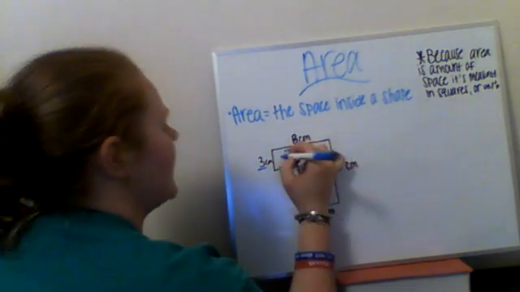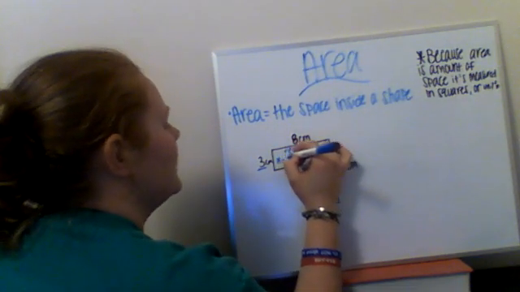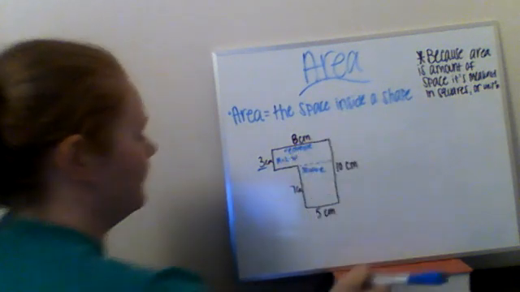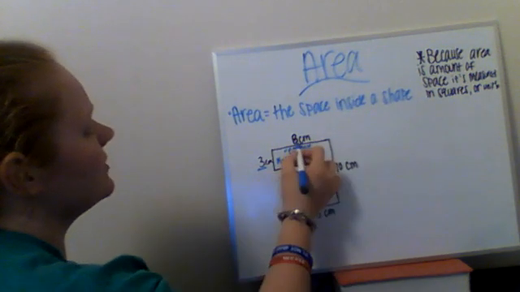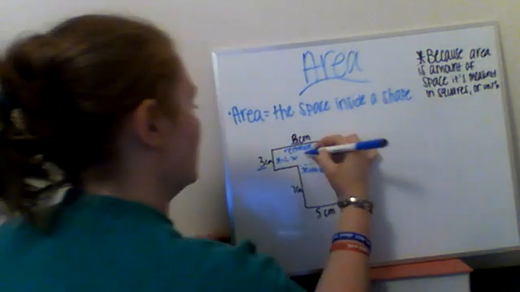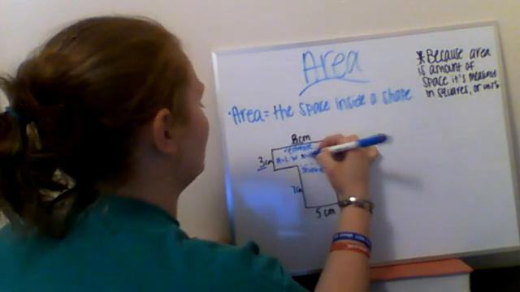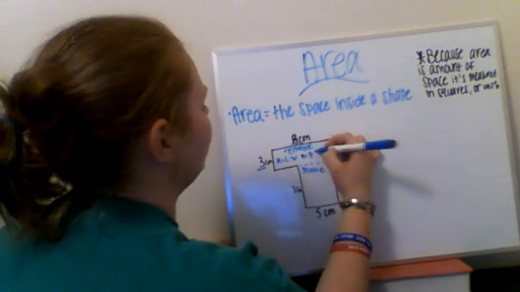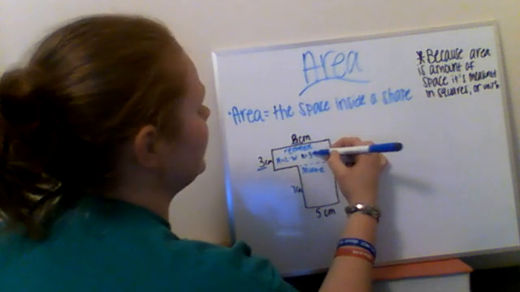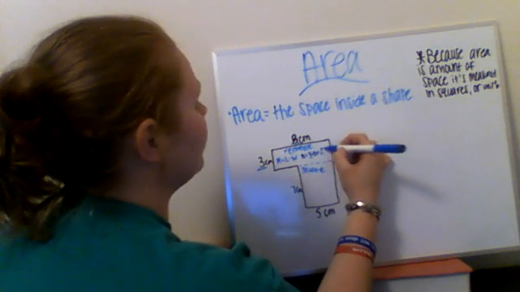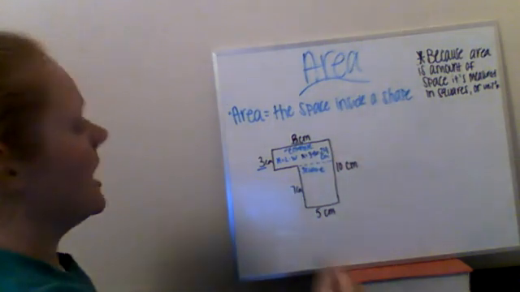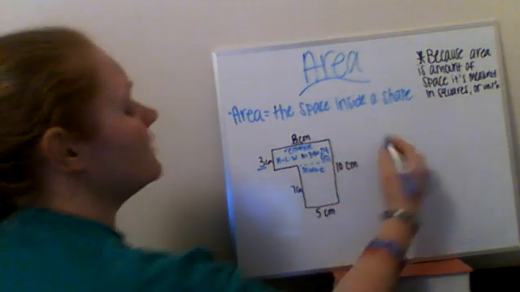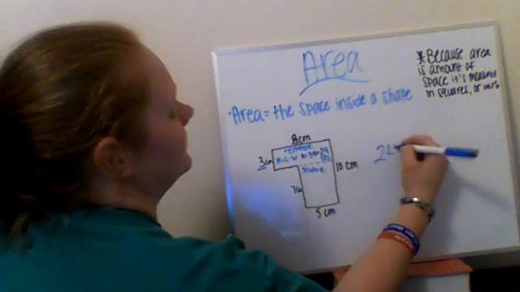I know the area of a rectangle is length times width. So what I'm going to do is multiply 3 centimeters by 8 centimeters. So I'm going to do area equals 3 times 8, and 3 times 8 is 24. I'm going to bring this 24 out to the side.